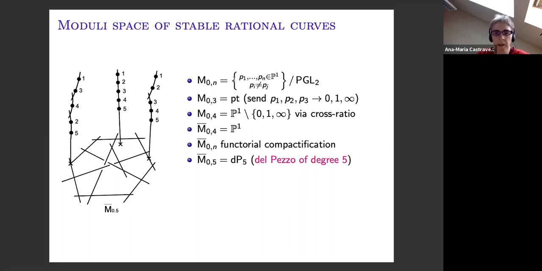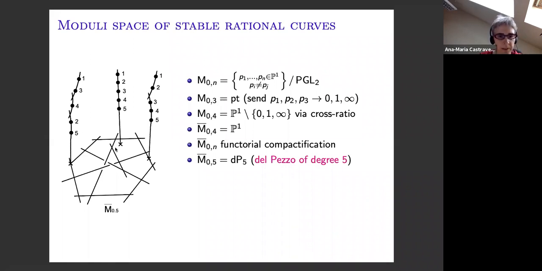When n is equal to 3, this is just a point. Starting with 4, if you identify 3 of the points with 0, 1, and infinity, then you obtain essentially n minus 3 copies of P1 without 0, 1, and infinity. So for M_{0,4}, this is just P1 without these 3 points, and you can compactify this to P1. In general, the compactification is again functorial. You obtain a fine moduli space for this functor of families of stable n-pointed rational curves.